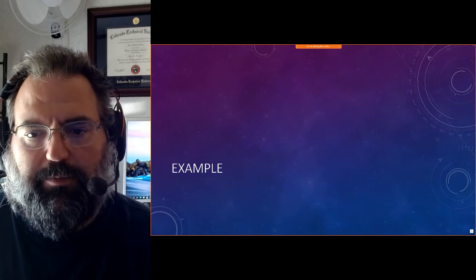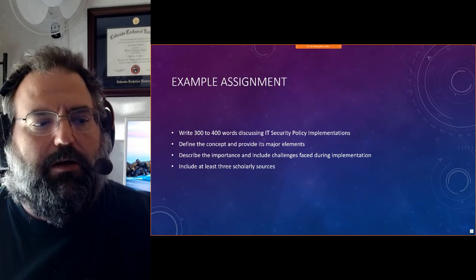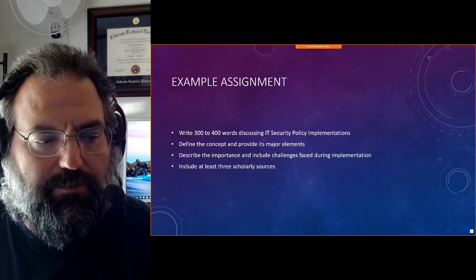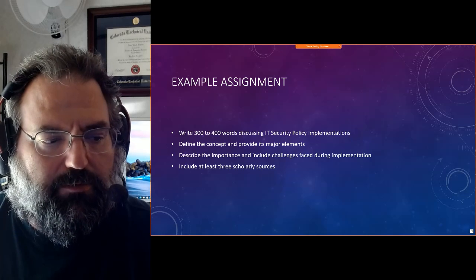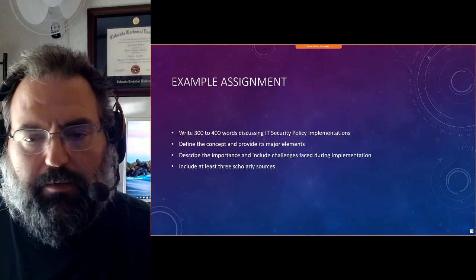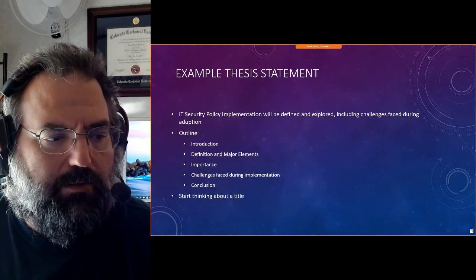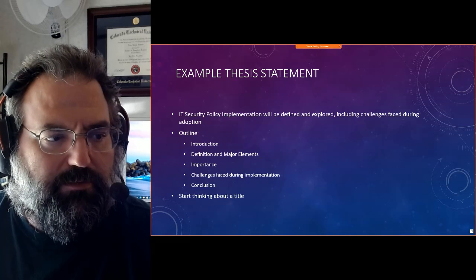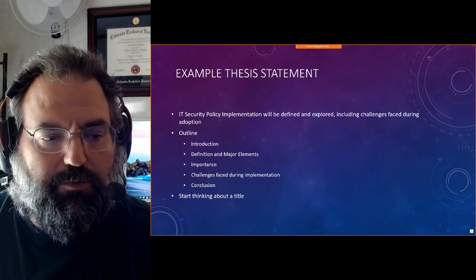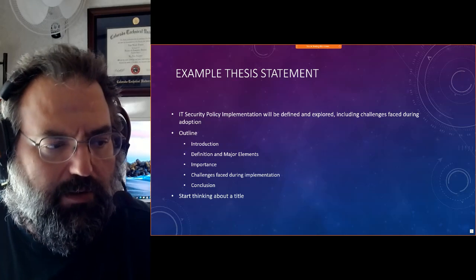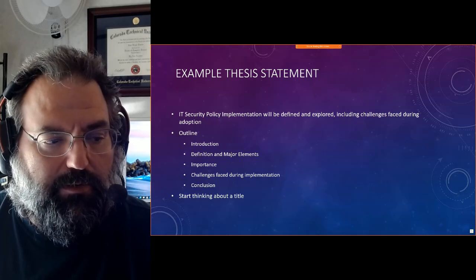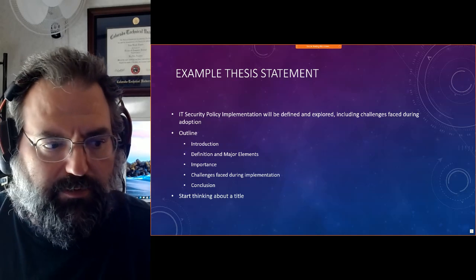So going into that example in a little more detail, imagine you're asked to write 300 to 400 words discussing IT security policy implementations, define the concepts and provide its major elements, describe the importance and challenges during implementation, and use at least 3 scholarly sources. So your outline looks roughly like that. The thesis statement is basically that IT security policy implementation will be defined, explored, and so on. It's basically just restating what's the point of the paper. Then the outline is essentially the elements that were asked for in the assignment.